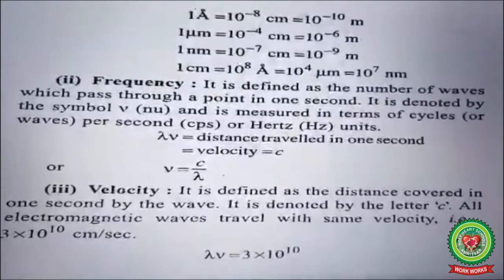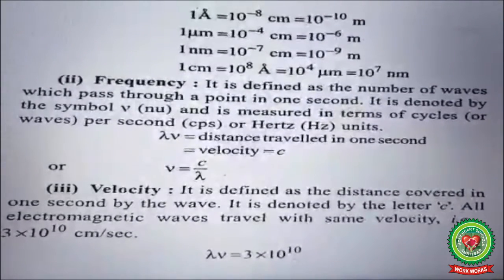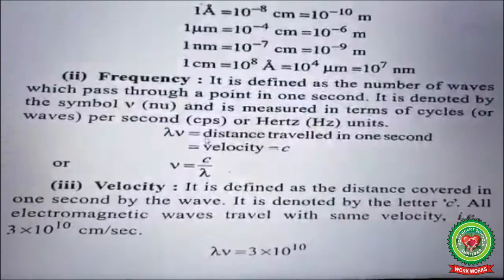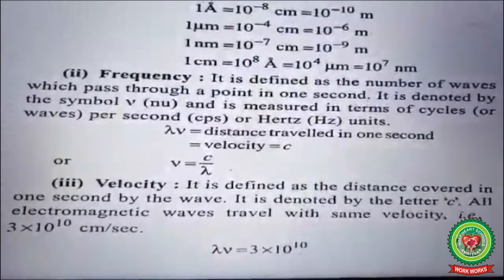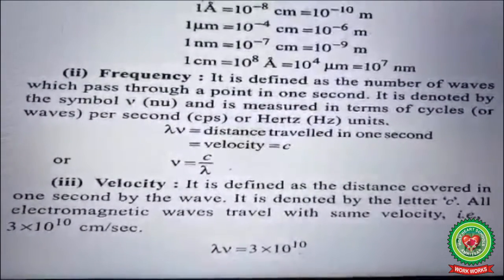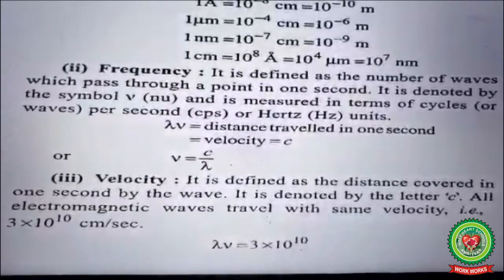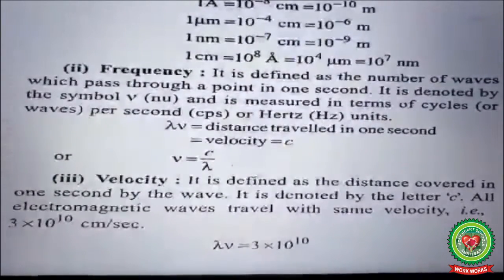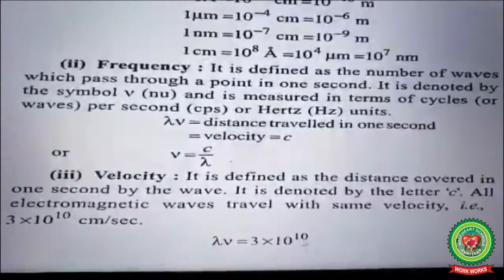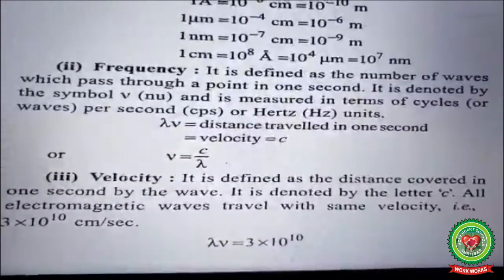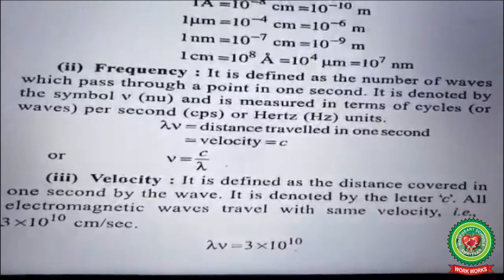Next we will come across velocity. It is defined as the distance covered in 1 second by the wave. So the total distance covered by a wave in 1 second is known as velocity. It is denoted by the symbol c. And all the electromagnetic waves travel with the same velocity, that is 3 into 10 to power 10 centimeter per second. If we take it in meter per second, then it will be 3 into 10 to power 8 meter per second.